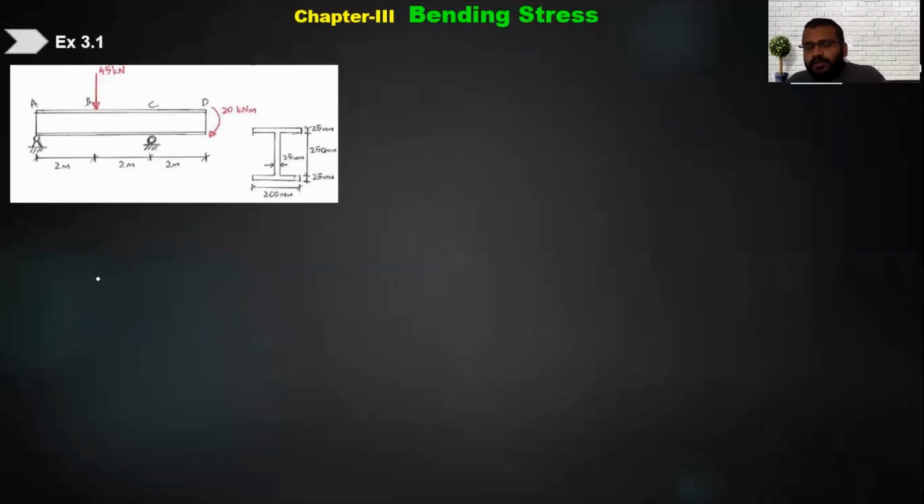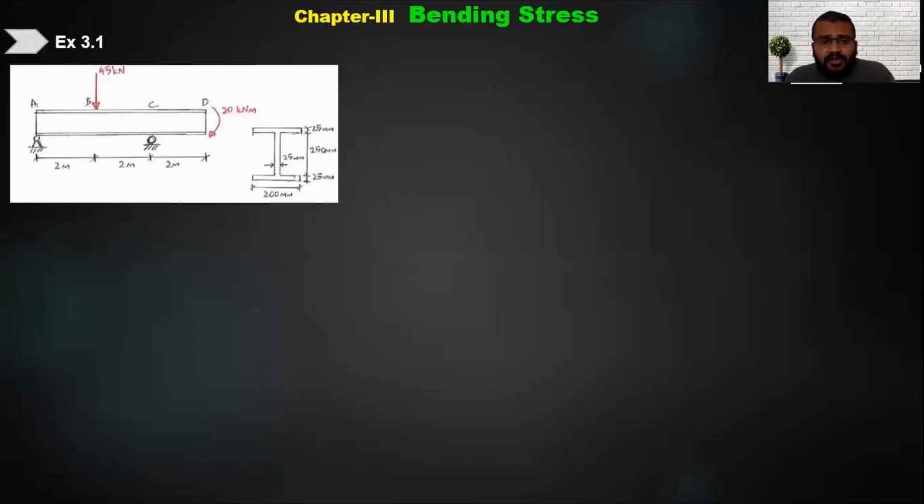Okay, so let us go to a particular question now. As you can see, there is a diagram. There is a beam A, B, C, D which is supported like this. It is supported at A and C, and the D part is overhanging, and there is a 20 kilonewton meter couple or moment acting at the free end, and there is a 45 kilonewton point load acting at B. Now the cross section of the beam is also given.